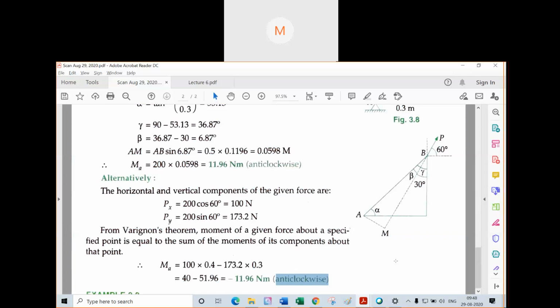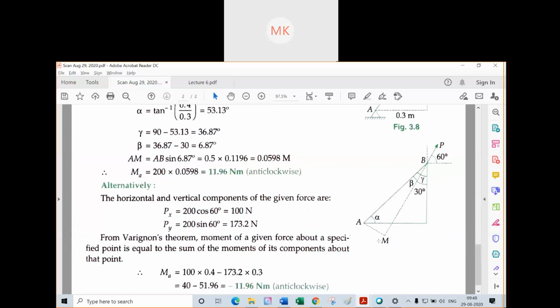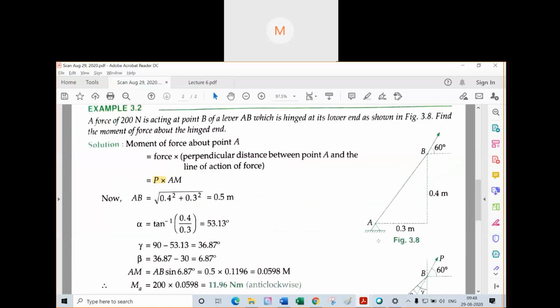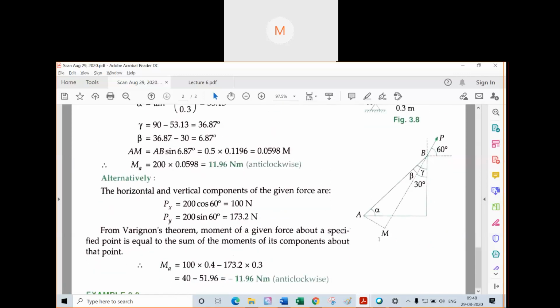Is it clear? Yes, sir. Good. So now what you do is, have you written the question and the answer? Students, have you written down the question and the solution? Sir, no. Only the question. Did you remember the solution or do you want to write it?